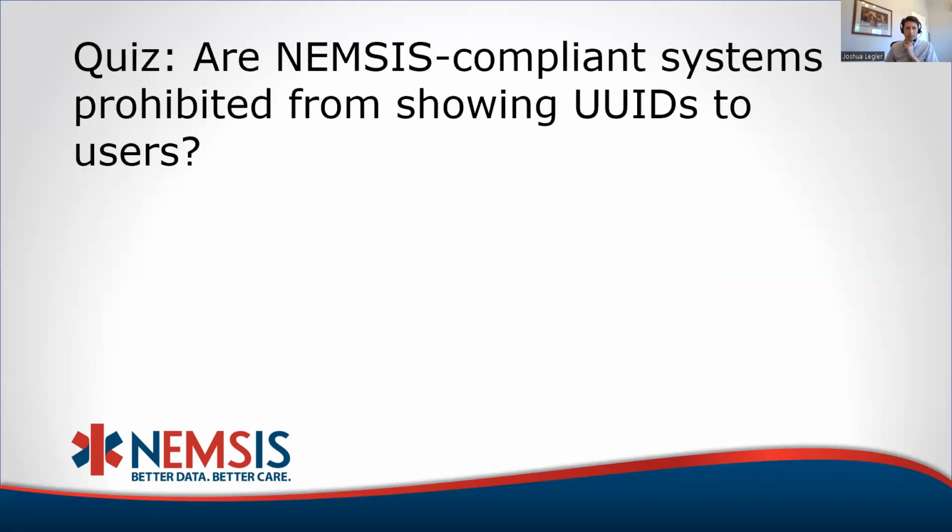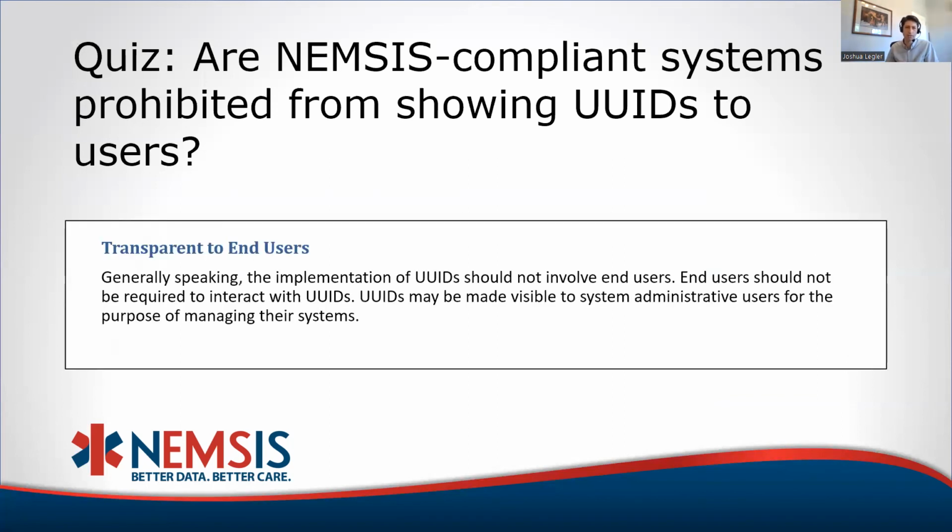Okay, and then I think this will relate to Amber's question here. Are NEMSIS compliant systems prohibited from showing UUIDs to users? And we are right at time. So for the sake of time, the answer in the UUID guide is that UUIDs should not involve end users. They should not be required to interact with them. They certainly should not be typing them in because they have to be generated using an algorithm. However, they can be made visible, especially to system administrator users for managing their systems. So in answer to Amber's question, yes, it would be wise for you to have access to the UUID as an element you could report on and be able to handle deduplication efforts with that. Just not something that an EMT should need to worry about.